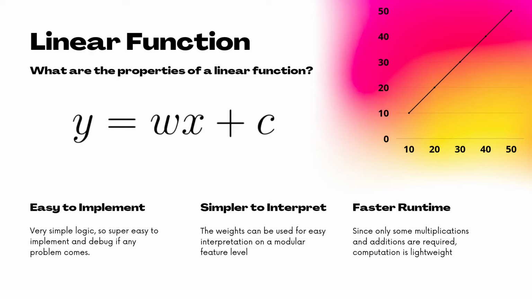So why do we particularly choose a function like this? There are several reasons. One is that this function is very easy to implement. It is very simple logic, so super easy to implement, and it's quite easy to debug if any problem arises. Interpretation is very simple. If you have multiple features, it will be easy to find which feature actually drives your model output. And since it's very simple, it is also computationally lightweight and runs quite fast.